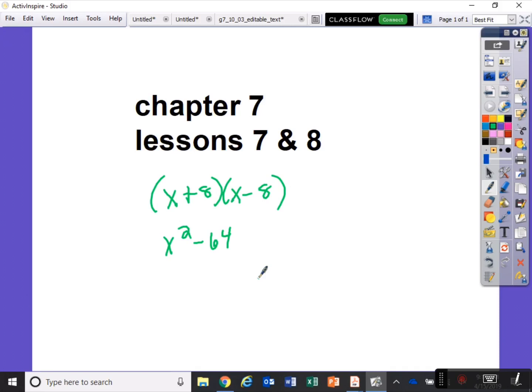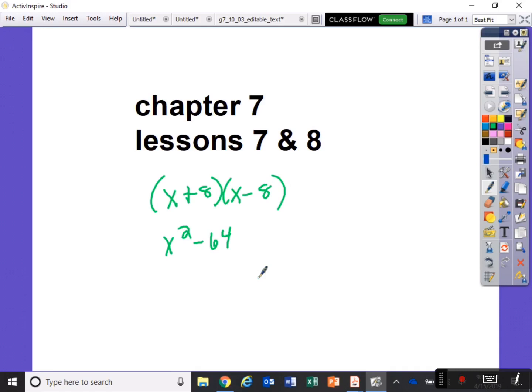Is x squared technically a perfect square? Yes, because it's got a square on it. Is 64 a perfect square? Yes. What is the square root of 64? 8. Remember, a perfect square is any number that is found by multiplying 2 of the same numbers. So 8 times 8 would make 64. So 64 is a perfect square, and the square root of that is 8.